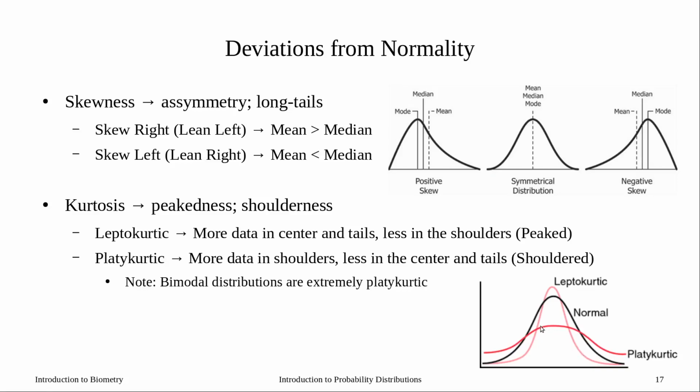If we're platykurtic, we're flattened. And that means we have fewer points in our peak, fewer points in our tail way out in this region, but have more points in our actual shoulder of the curve. Can we test these? Yeah, we can test these. We can run a statistical test that checks for asymmetry and kurtosis, or we can run an assessment where we look at some graphs and see if the graphs appear to be asymmetric or peaked or shouldered. I'll note bimodal distributions are considered extremely platykurtic because we've got a huge number of points in our shoulders and not much around the mean or in our tails.